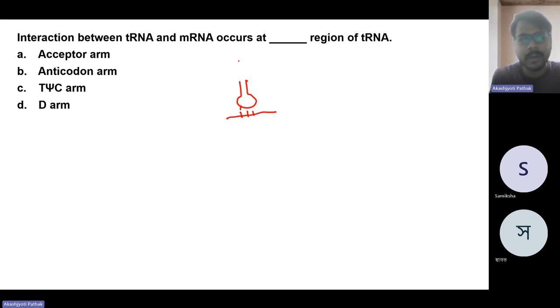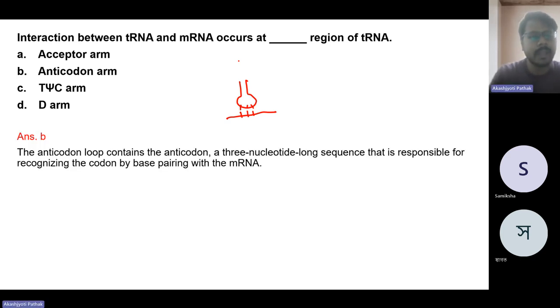So the anticodon loop will have sequences which are complementary to the codon present in the mRNA. Okay. So yes, the anticodon loop. So the answer is option B. The anticodon loop contains the anticodon, which is a 3 nucleotide long sequence that is responsible for recognizing the codon by base pairing with the mRNA.